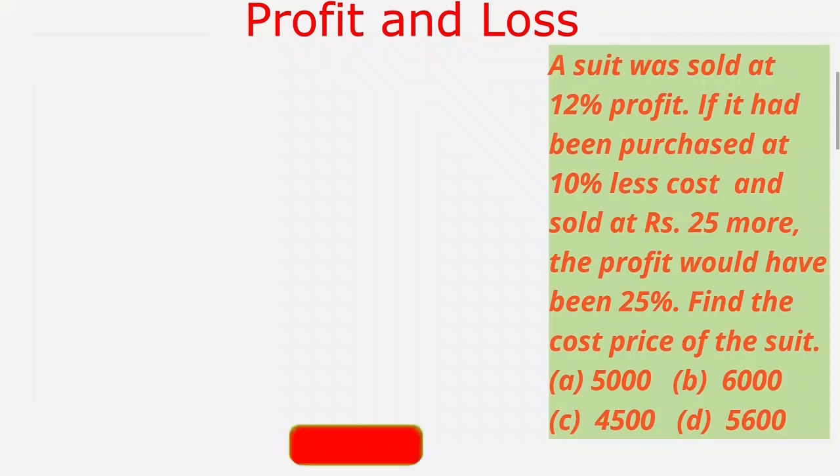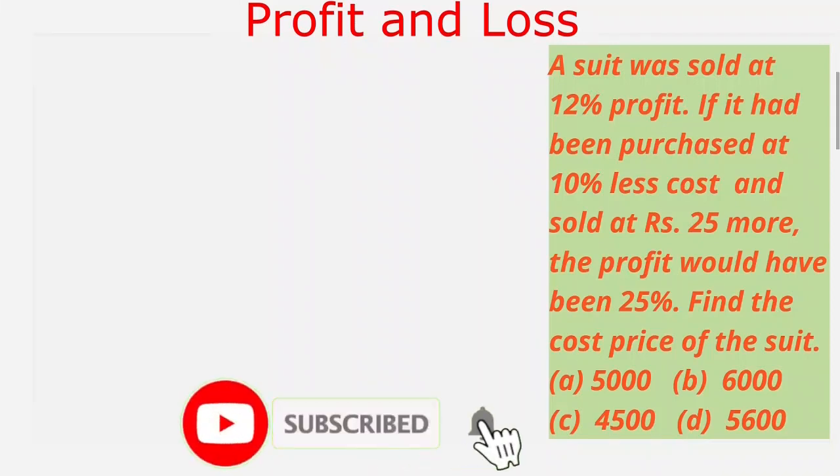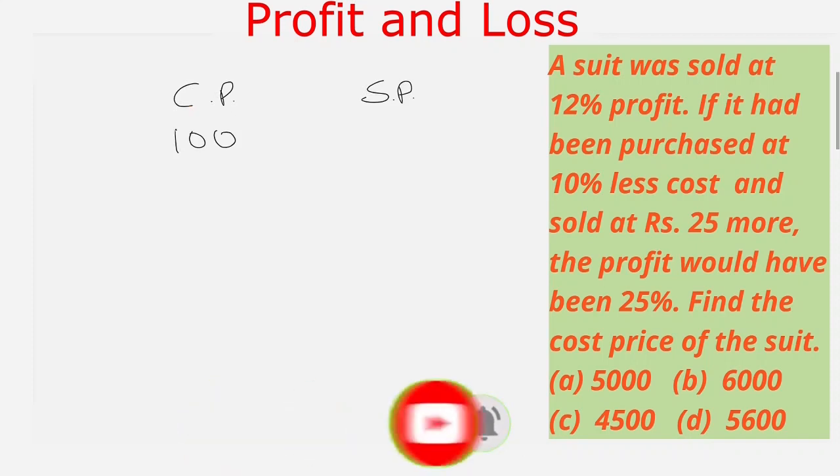We assume the cost price of suit to be 100 and it was sold at 12% profit, and 12% on 100 is 12. So 100 plus 12 is 112. The selling price therefore becomes 112.